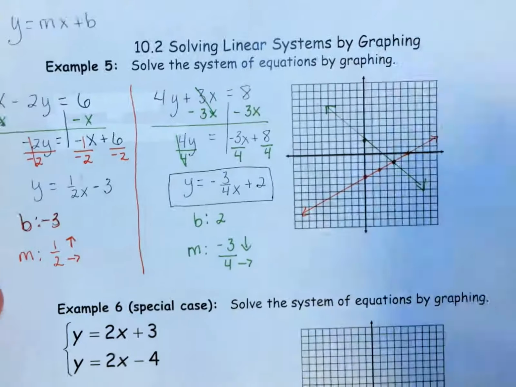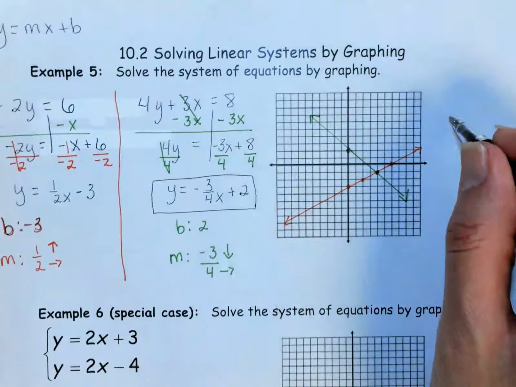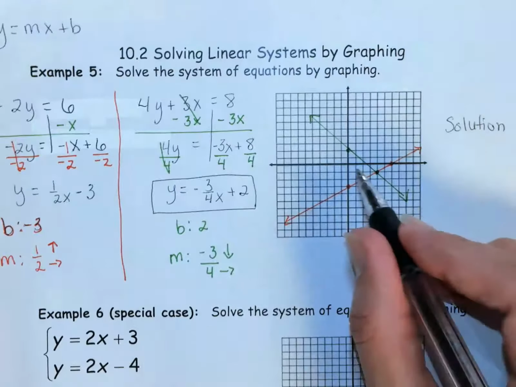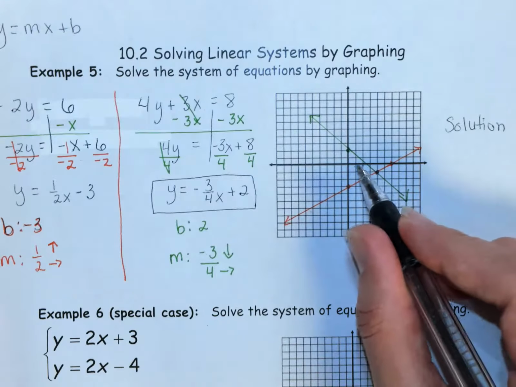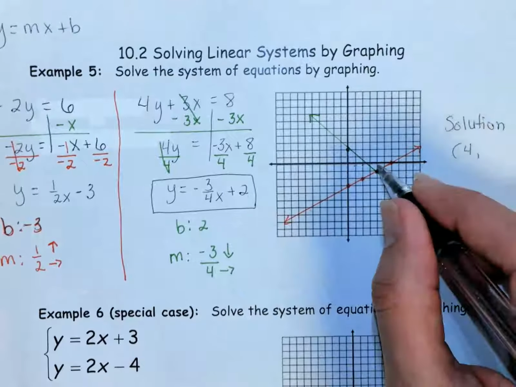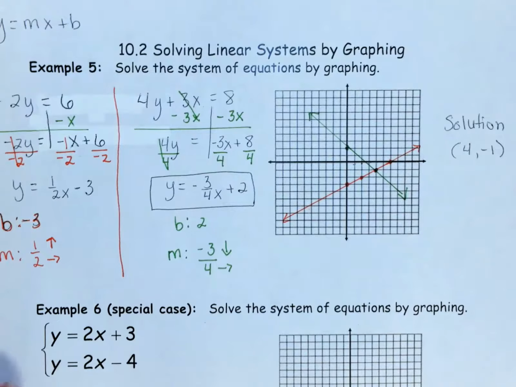And the solution, there's only one point where they touch, is at 1, 2, 3, 4. And then we went down 1, negative 1. So there's our solution.